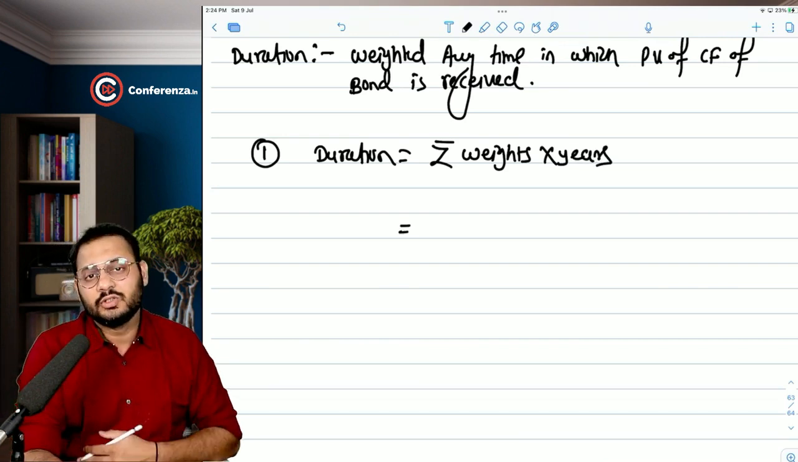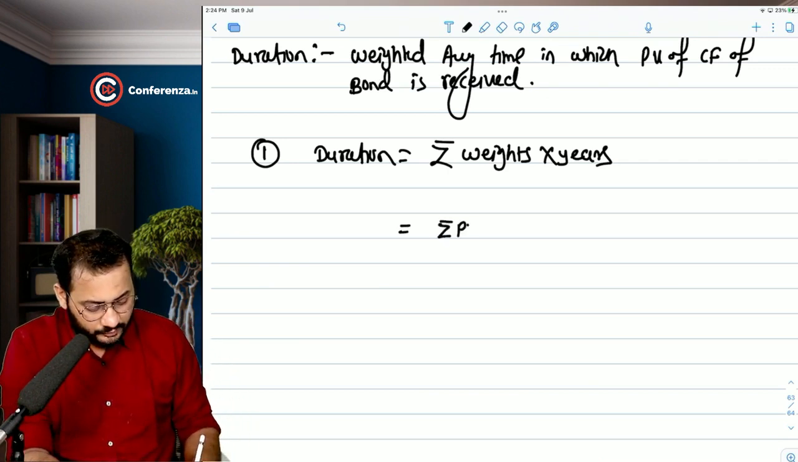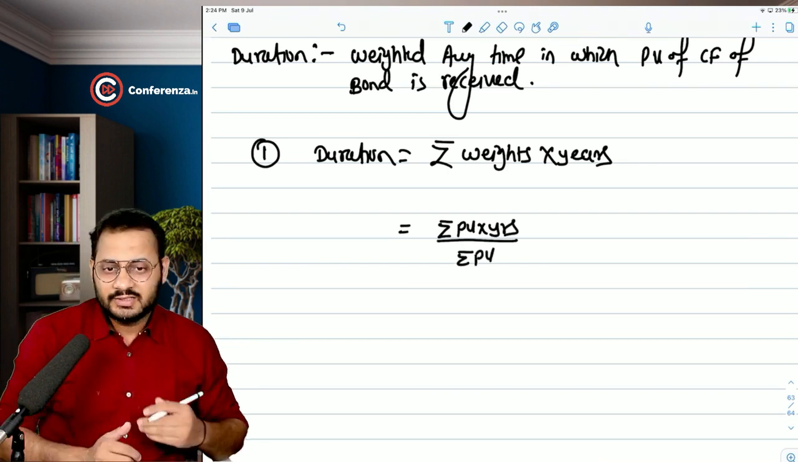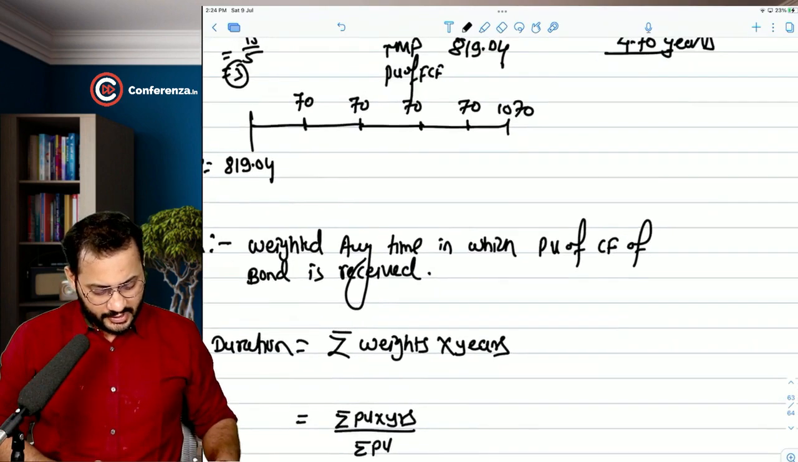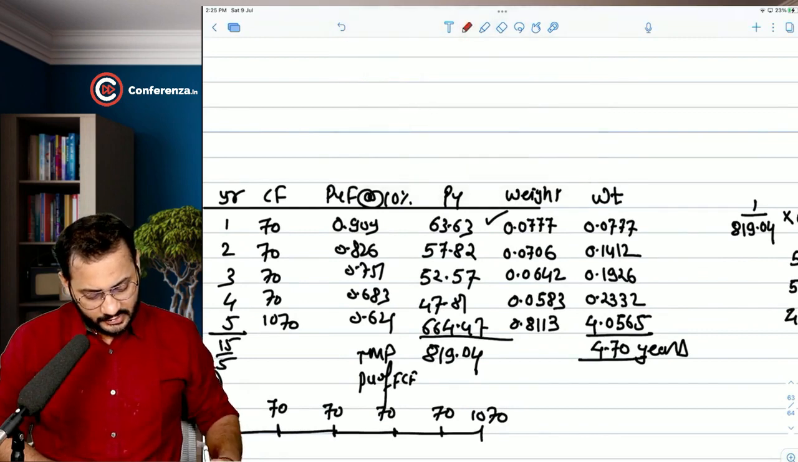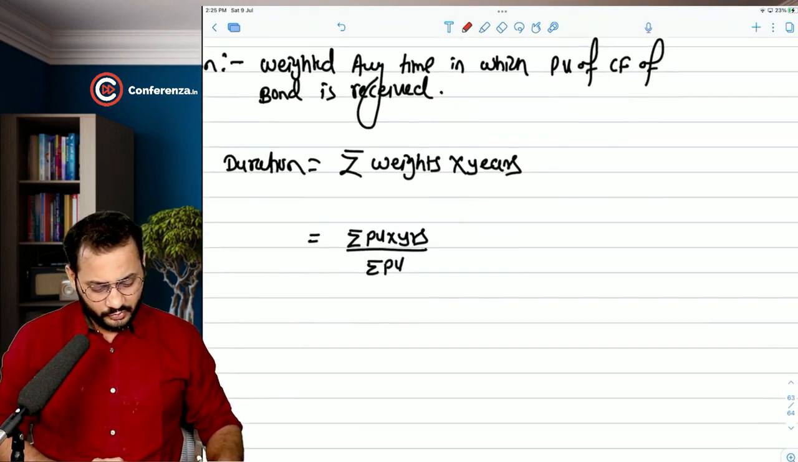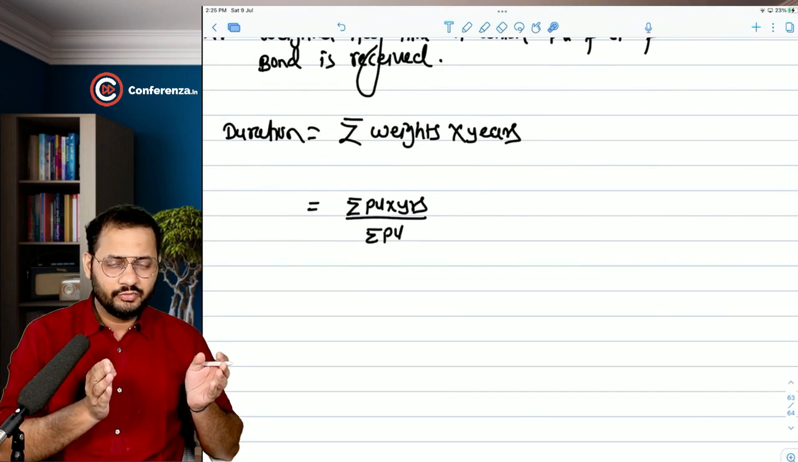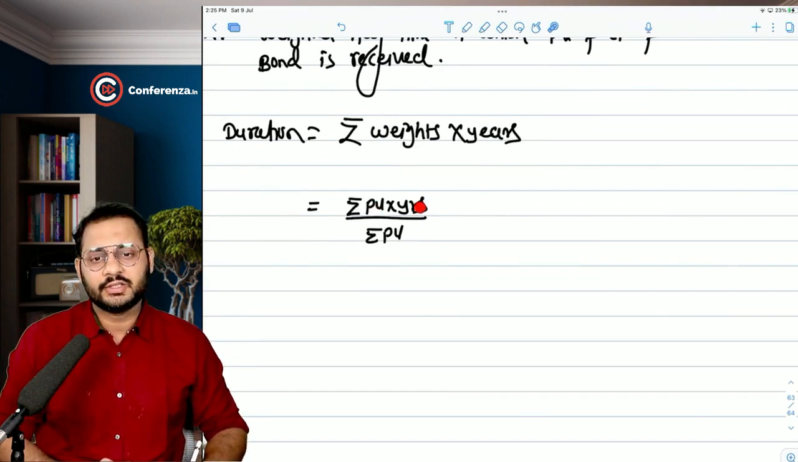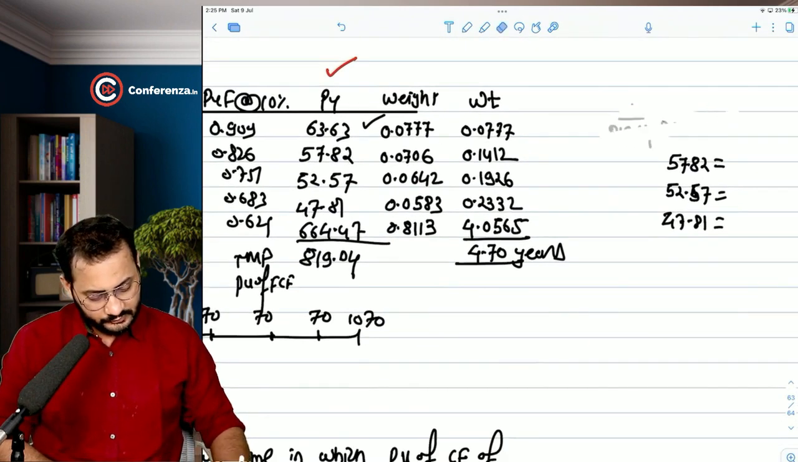The other method through which we can calculate is summation of present value into years divided by summation of present value. This is nothing but the weighted average only. You can just try doing it. Let's do that. This is the present value. From inside to outside you are going to follow the steps. First is the multiplication of present value into years, and then the total of it. So let's do that once. I will just show you here.